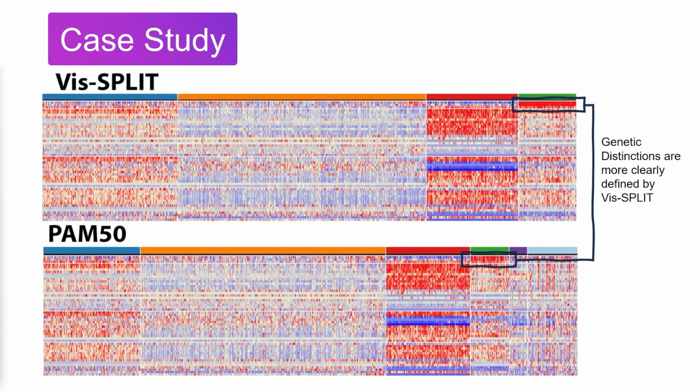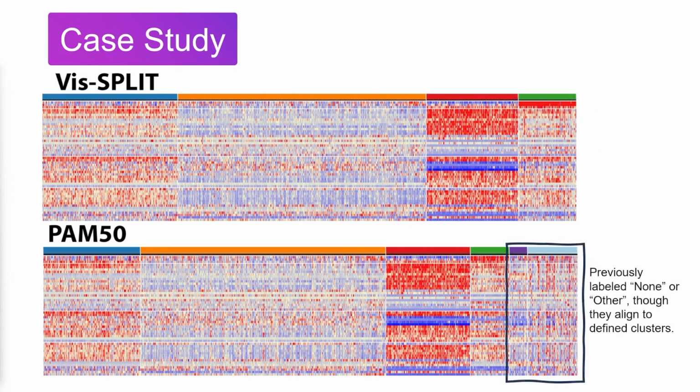The result of Vis-SPLIT partitioning was a set of more clearly defined clusters, whose genetic signatures were more cohesive than with the previous PAM50 classifier. Additionally, the previous classification left many individuals labeled as none or other, even though their genetic signatures may align strongly with the defined clusters.